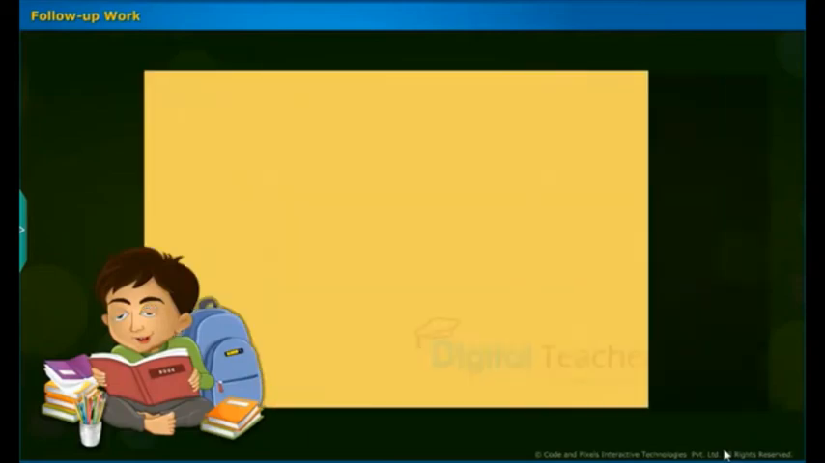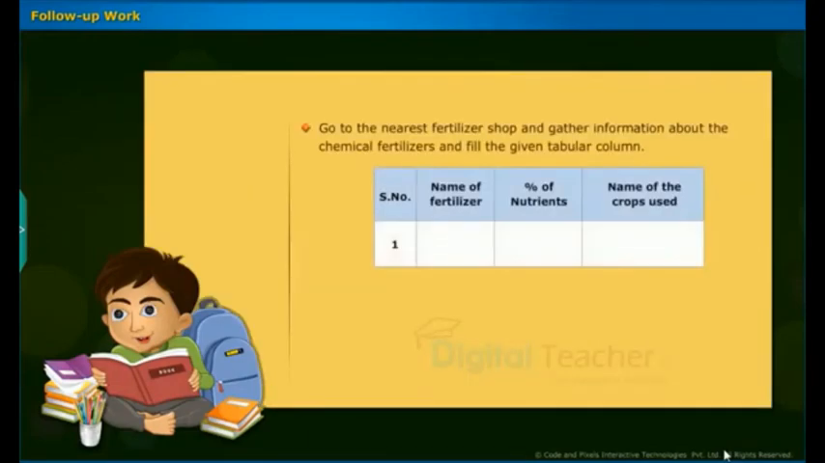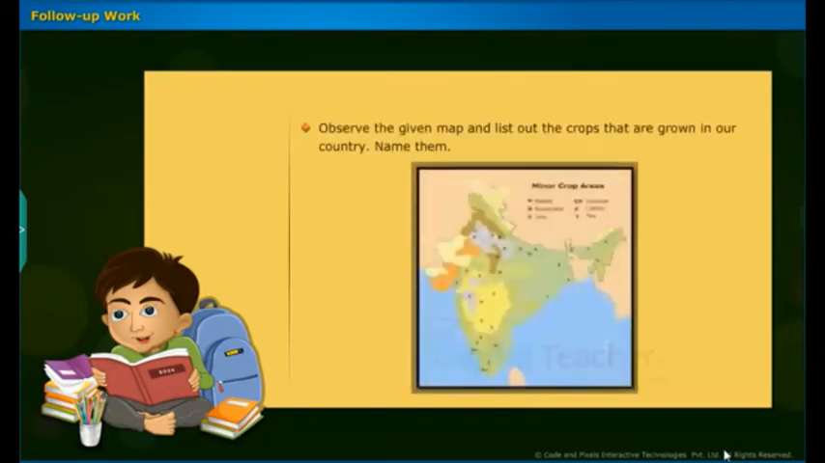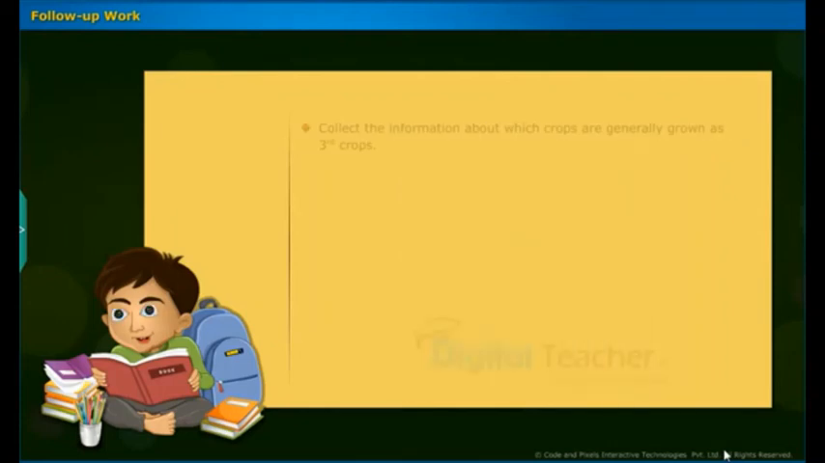Follow-up work. Take up the following activities. Go to the nearest fertilizer shop and gather information about the chemical fertilizers and fill the given tabular column. Observe the given map and list out the crops that are grown in our country. Name them. Collect the information about which crops are generally grown as third crops.